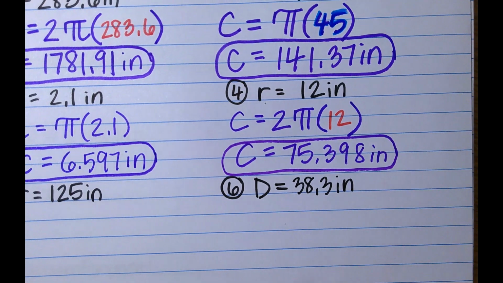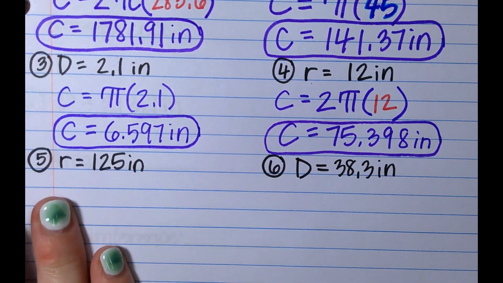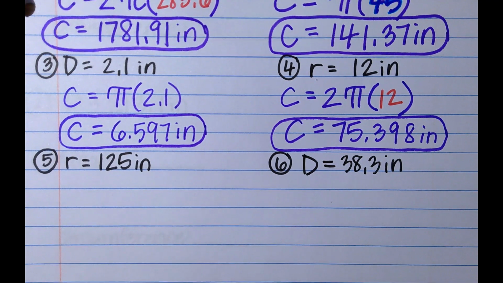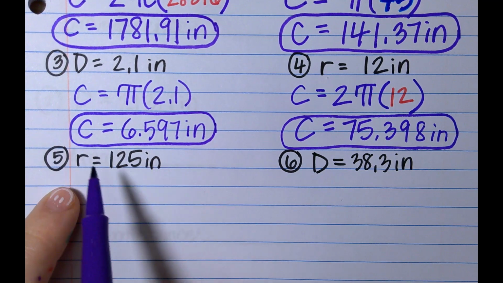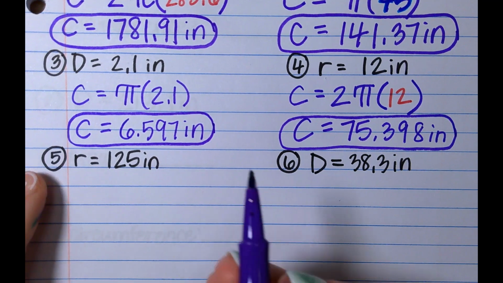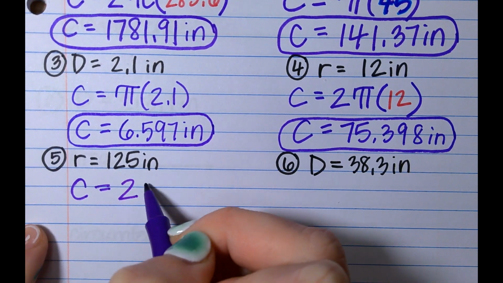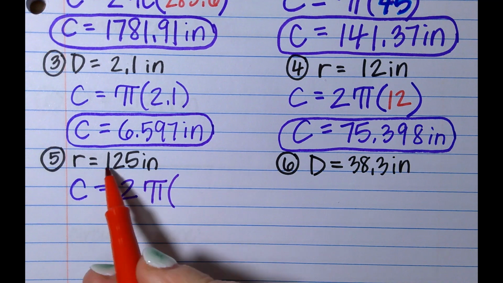That's number 4. And we're going to run through 5 and 6 real quick too, just so we have them all down. If anybody had different answers or didn't get the same thing, you're welcome to let me know and we can talk about it. So number 5, we have a radius again. So we need to use the radius formula. C equals 2 pi. Instead of r, 125.